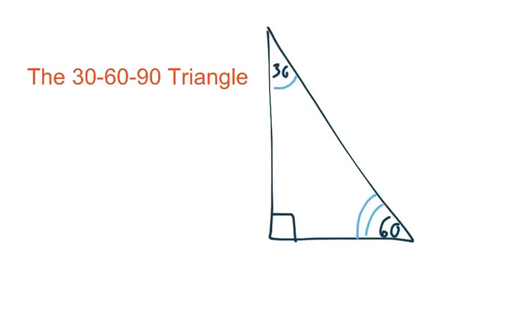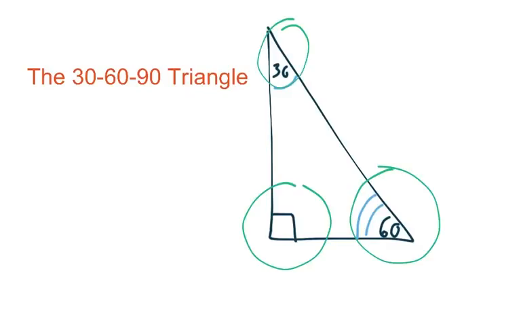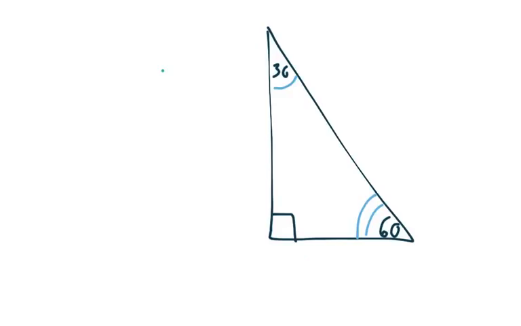Hey guys, for this lesson we're going to be learning about a special kind of triangle, and it's a right triangle called the 30, 60, 90 triangle. Now this is pretty self-explanatory, but it's called 30, 60, 90 because this angle's 30, this angle's 60, and this angle's 90. So what we're going to be doing with this triangle is solving for the missing sides.